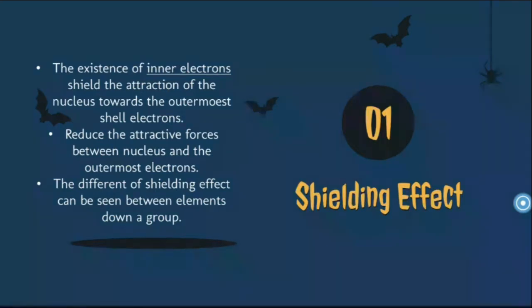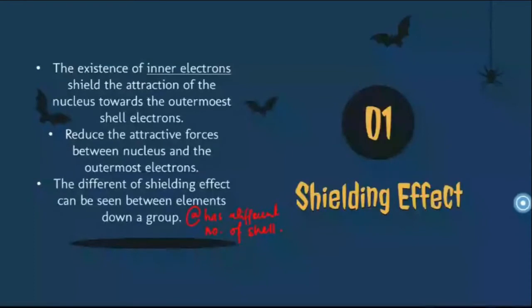So this shielding effect will reduce the attractive forces between the nucleus and the outermost electron. The difference of shielding effect between elements can be seen when you have elements down a group, which have a different number of shells. The shielding effect can be seen for elements that have a different number of shells.